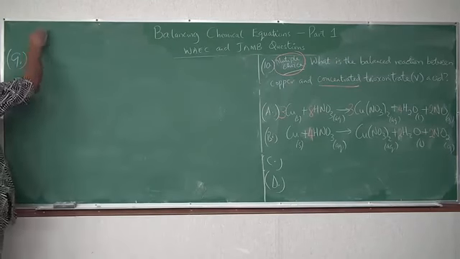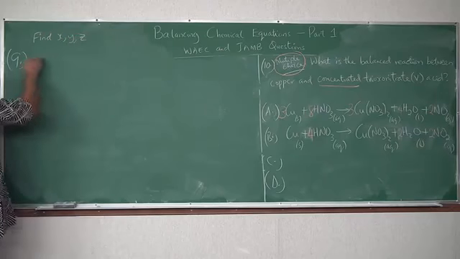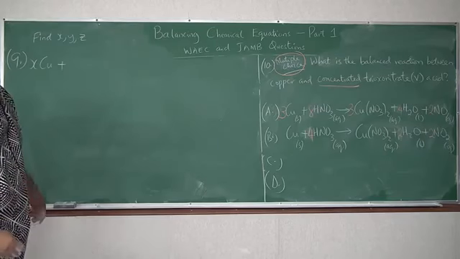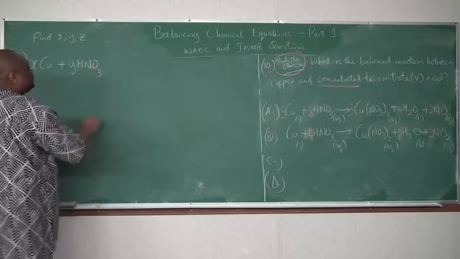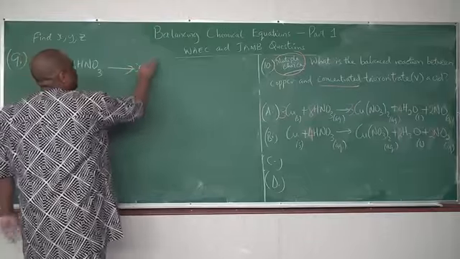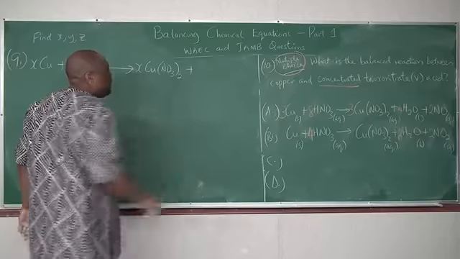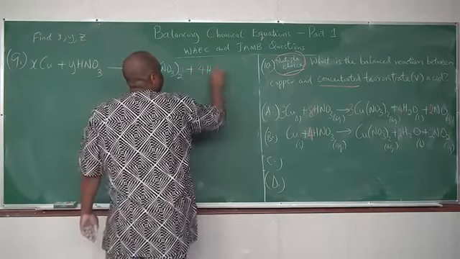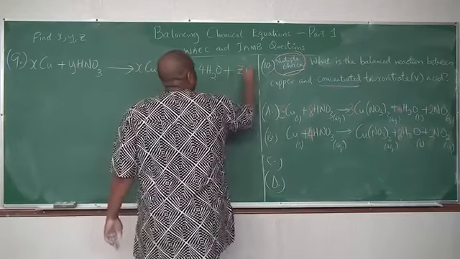Here they said find X, Y, Z. X moles of copper reacting with Y moles of trioxonitrate 5 acid to give X moles of copper trioxonitrate 5 and 4 moles of water and Z moles of nitrogen 2 oxide.